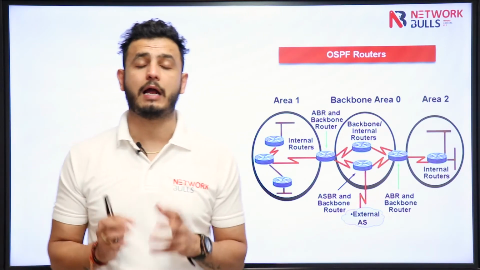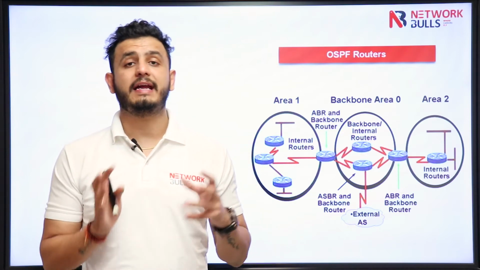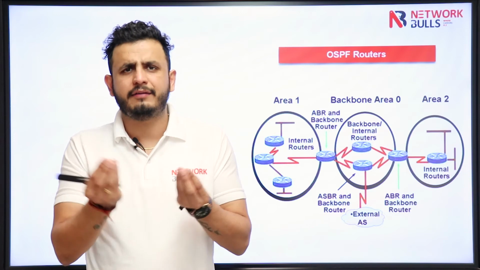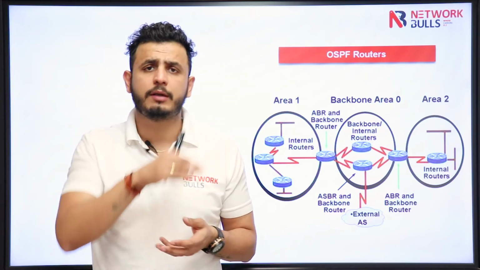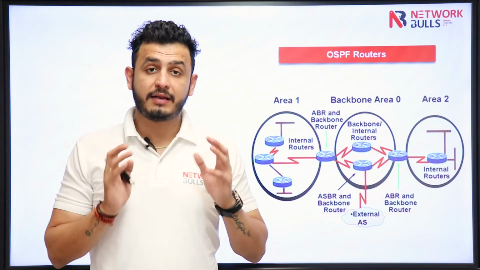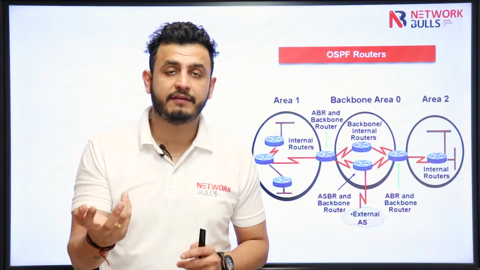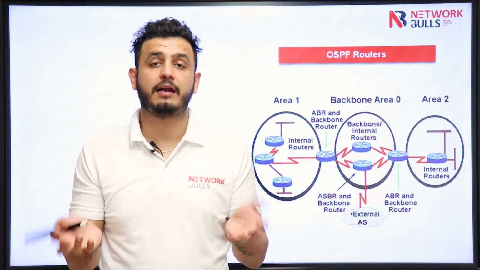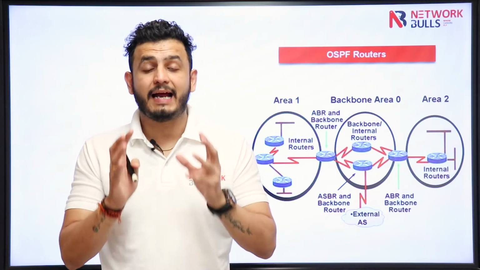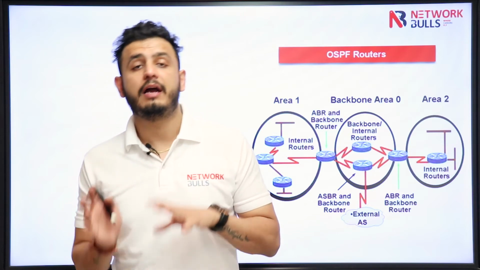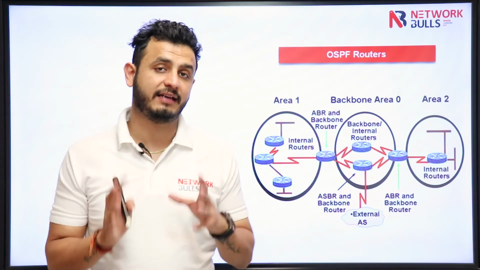Next we have ABR. ABR stands for area border router. It is clear from the name that it will exist on the border of two areas. But there is one condition. ABR will be a router that is having multiple interfaces. On multiple interfaces we are running different areas, but at least one interface should be a member of area 0 if you want to configure a router as ABR.